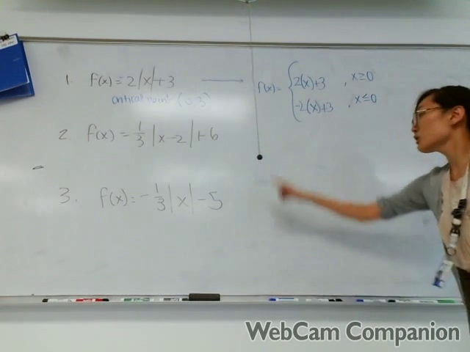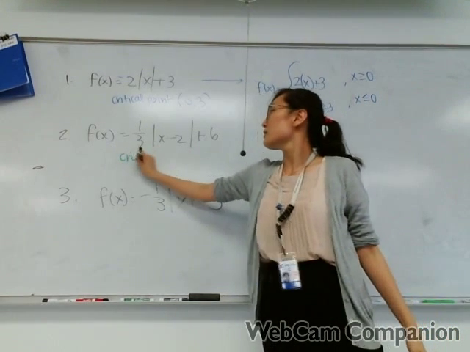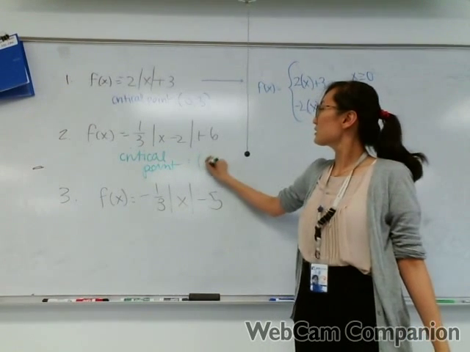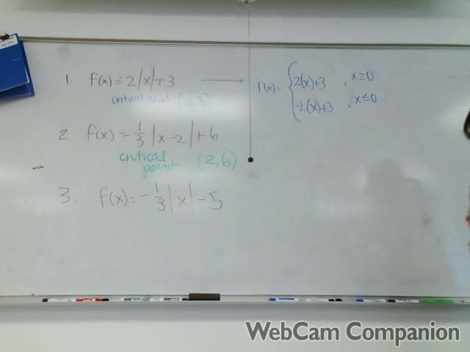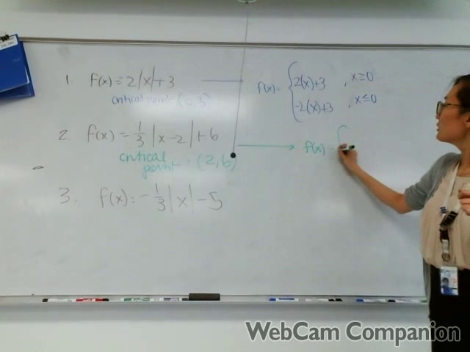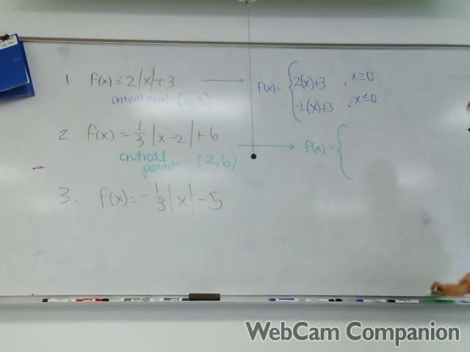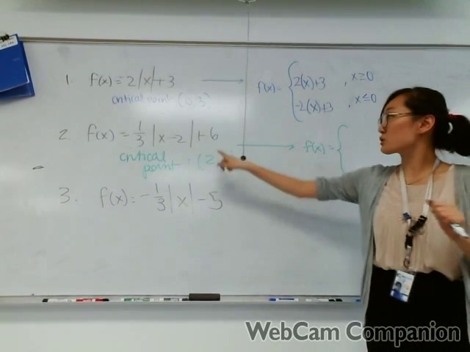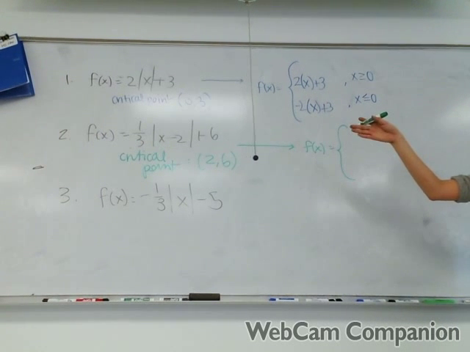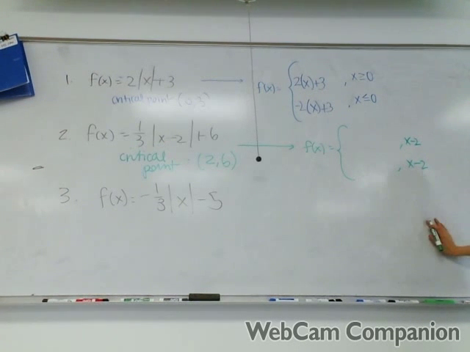Okay. Real quick, can someone recall what the critical point is for me? Positive 2, 6. So it's positive 2, 6. Okay, that's the critical point, 2, 6. Okay, and now let's look at the domain restrictions again. So for the domain restriction for this, what's inside the absolute value? X minus 2. X minus 2, that's my domain restriction.